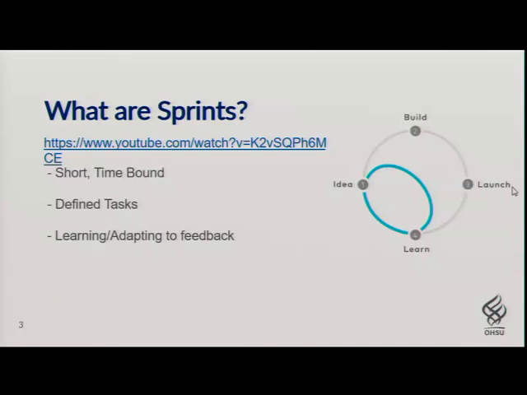So that's a general introduction to sprints. Sprints are short, time-bound events where we have very defined tasks, and the goal is to implement very short tests of change and adapt very quickly to the feedback that we received from them. So from this graph, we're seeing we have an idea and we're testing it and we're adapting on the fly rather than spending a lot of time building and implementing things.